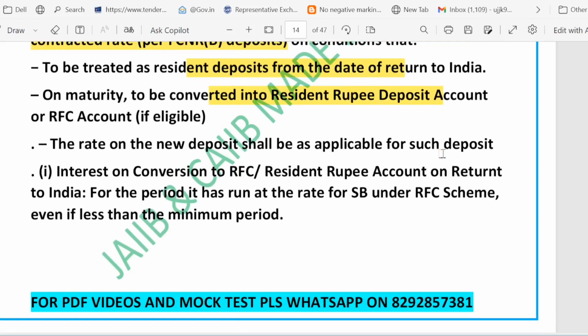Now, what about the interest after conversion to an RFC or resident rupee account? If a deposit is converted to an RFC or resident rupee account on return, the interest for the period it has already run may be treated at the savings rate under the RFC scheme, even if that period is less than the usual minimum. So if you convert mid-term, the bank may compute interest for the term already passed using the RFC savings account rate rather than the original FD formula.